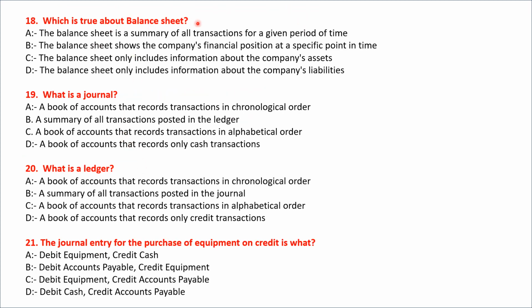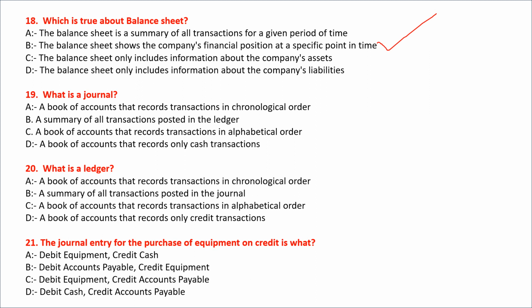Which is true about balance sheet? The options are: the balance sheet is a summary of all transactions for a given period of time; the balance sheet shows the company's financial position at a specific point in time; the balance sheet only includes information about the company's assets; and the balance sheet only includes information about the company's liabilities. So the right answer will be option B, the balance sheet shows the company's financial position at a specific point in time. Okay, so here the option B will be the right answer.